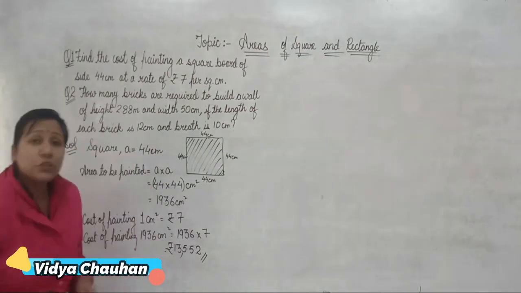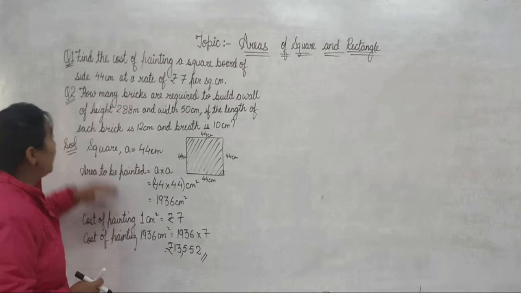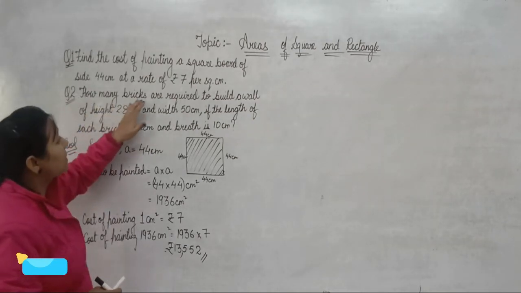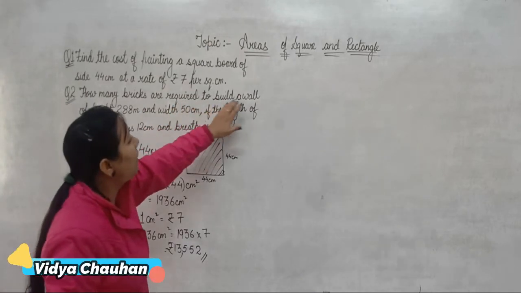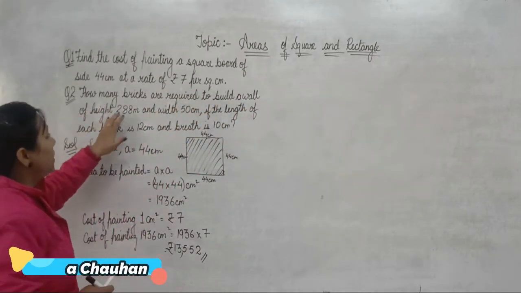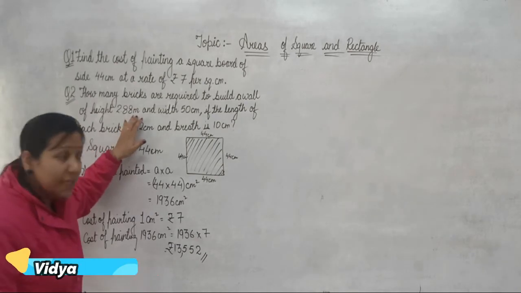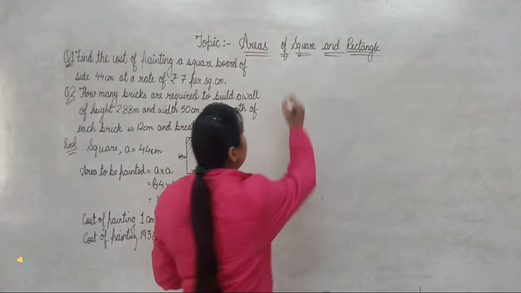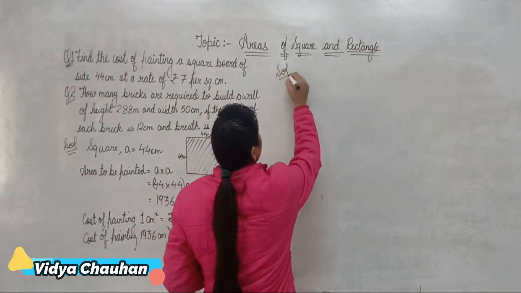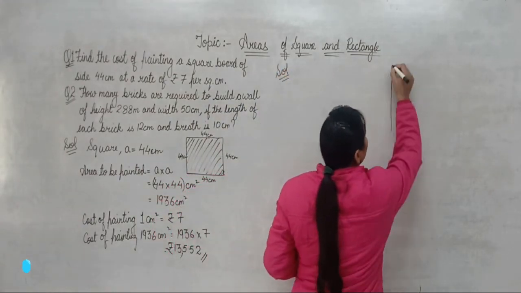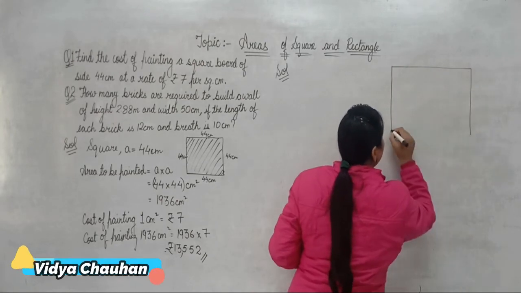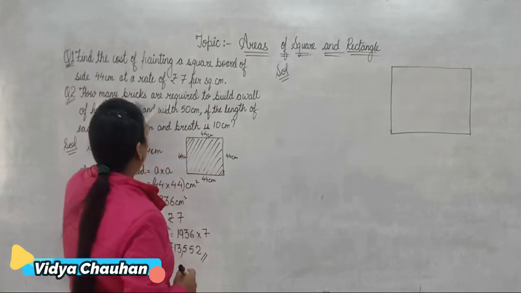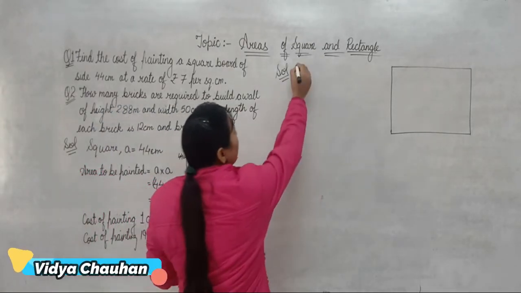Clear, students? So now students, let us continue with the second question. The second question says, how many bricks are required to build a wall of height 2.88 meter and width 50 centimeters? So here in this second question, we have to prepare a wall. Let's suppose this is the wall which we have to prepare.